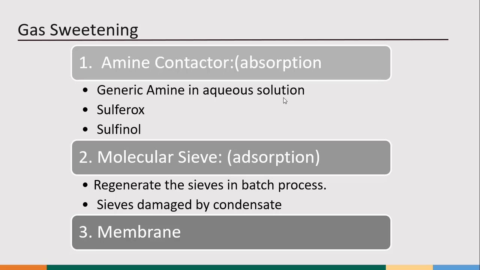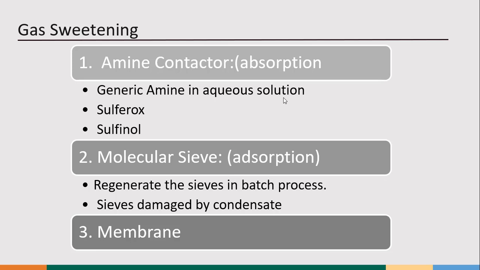These are patents. I think one is by UOP and one is by some other vendor, and they give the guarantees for all those things. And they have the molecular sieve, same thing that we discussed. You regenerate the sieve in a batch process, and for that, you have to make sure that you have some kind of hydrocarbon recovery, because liquid hydrocarbon causes damage to the sieve.